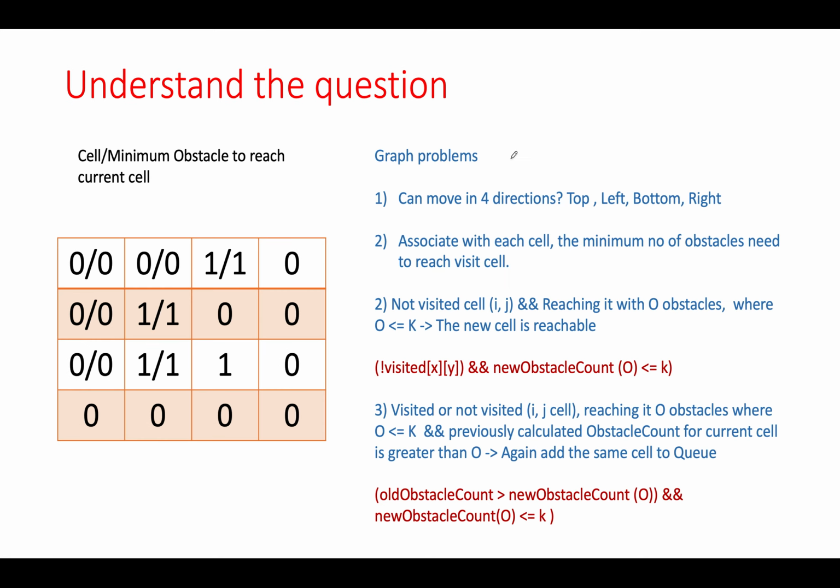The question itself gives you the hint that we can move in 4 directions: top, left, bottom and right. So this graph problem can be solved using 2 approaches. One, the DFS approach, and the other one being the BFS approach. Now comes the question: which one to choose?